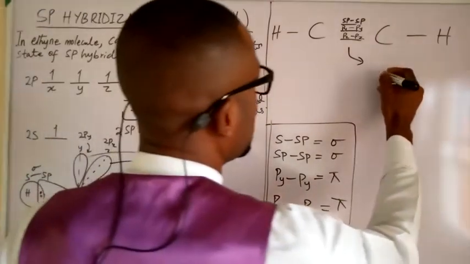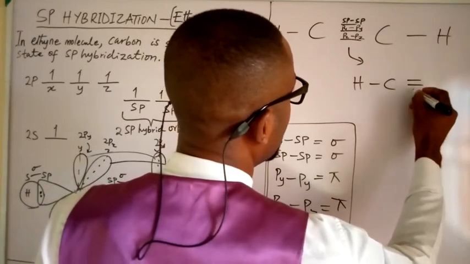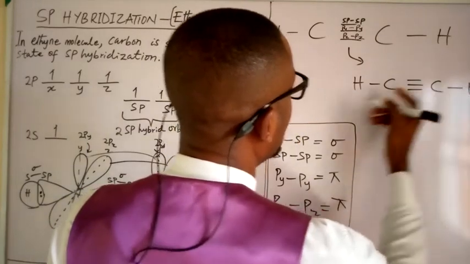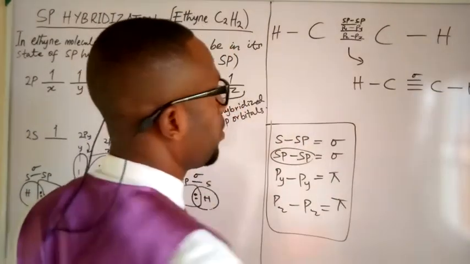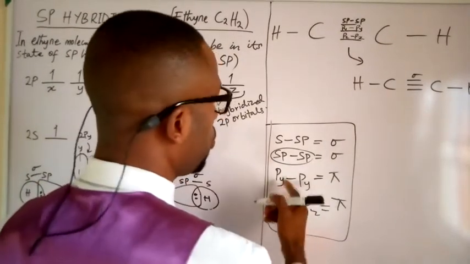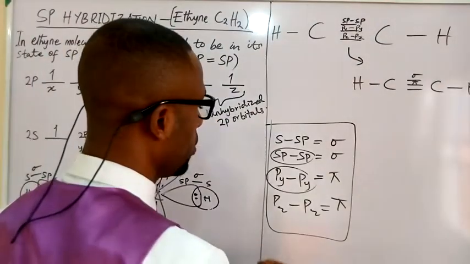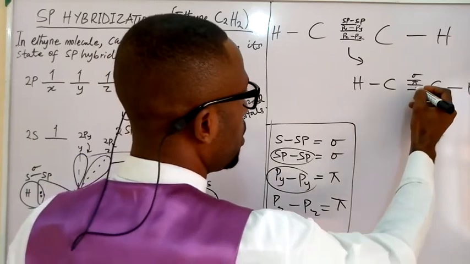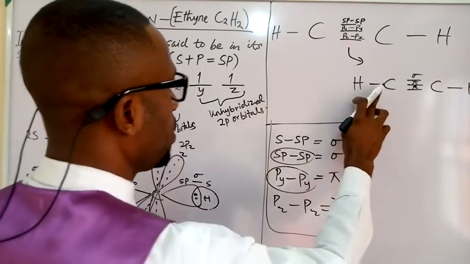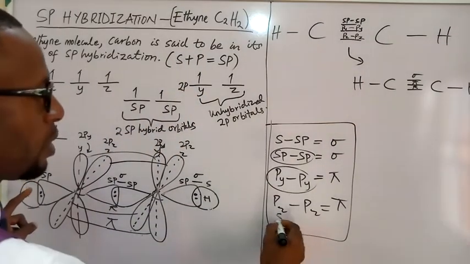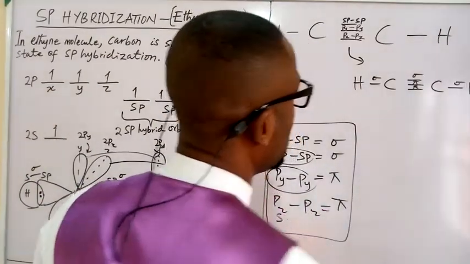So we move it down just for clarity purposes. Again, you have this, this, this, this, and this. So the sp to sp overlap gives us a sigma bond. Beautiful. When you have a py to py overlap, you are going to have a pi bond. So the second one is a pi bond. When you have a pz to pz overlap, you have again a pi bond. Of course, when you have an s to sp overlap, which is what you have here, it is a sigma bond, and this is also a sigma bond.